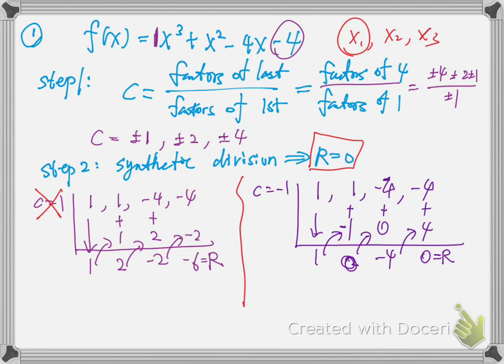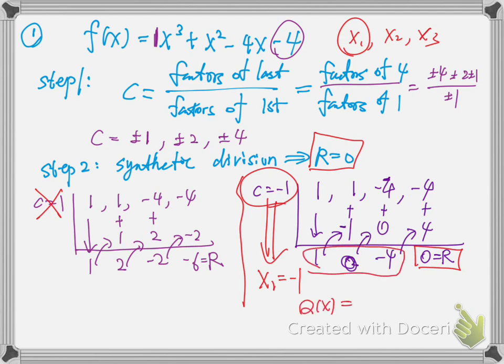Now we have our first solution. C is -1, so x1 is -1. So now what is our quotient, right? We have remainder 0. We also need the quotient from synthetic division. So the quotient Q of x is from these 3 numbers down here. This will be 1x squared plus 0x minus 4, which is x squared minus 4. Okay, that is our step 2.